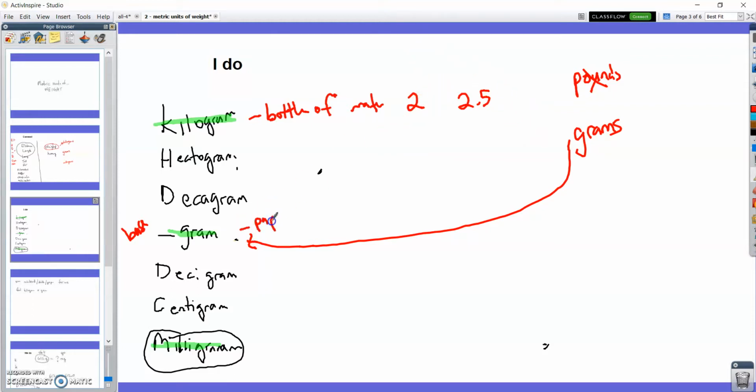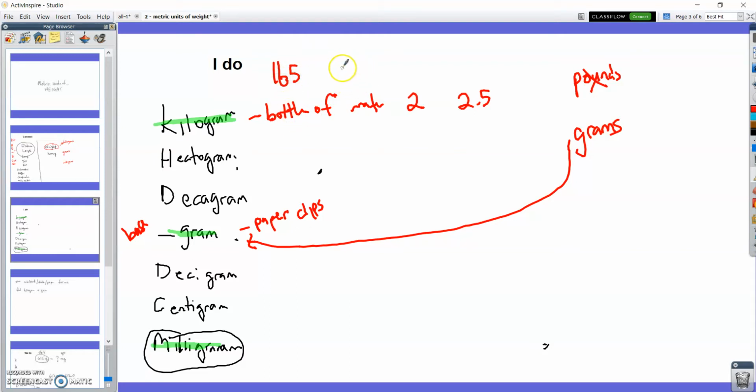A kilogram is more than 2 pounds. It's less than 2.5 pounds. So, like, I weigh like 165 pounds. I don't know the exact number of what I weigh in kilograms, but if you went to the doctor, say in Europe or Canada, they wouldn't measure you in pounds. They would measure you in kilograms.